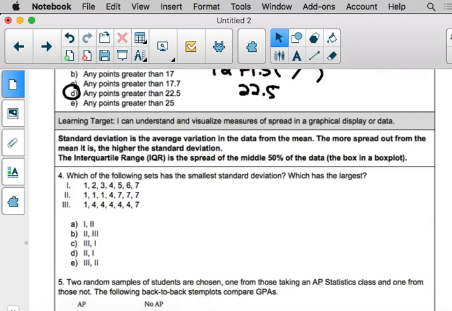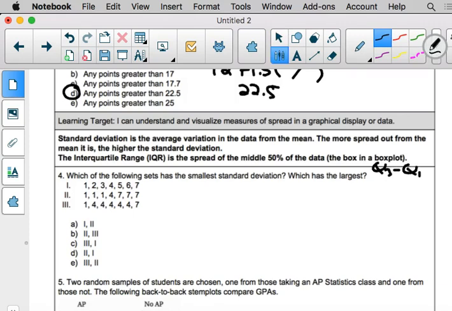Standard deviation is the average variation of the data set from the mean. The more spread out from the mean it is, the higher the standard deviation. The interquartile range is the spread of the middle 50% of the data, and as we just talked about, it represents Q3 minus Q1, or if you're thinking graphically, it is the box in the box and whisker plot. So which of the following sets has the smallest standard deviation?